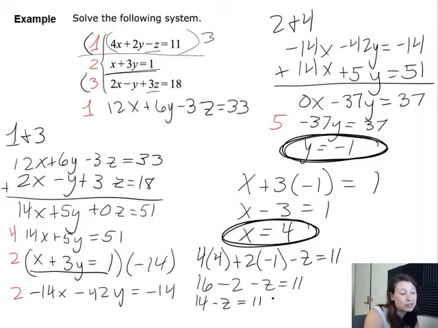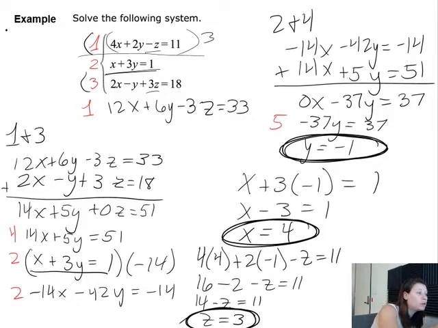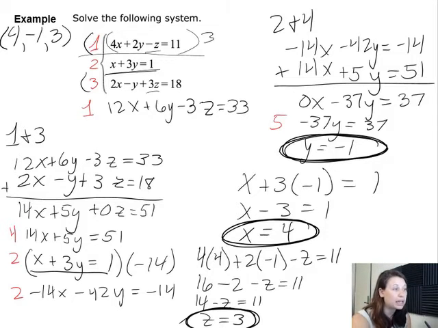I'm just going to add the z and subtract the 11. So z is equal to 3. There's our third solution, right? So that means our ordered triple is 4, -1, and 3. And that's our solution. Again, we can plug in.